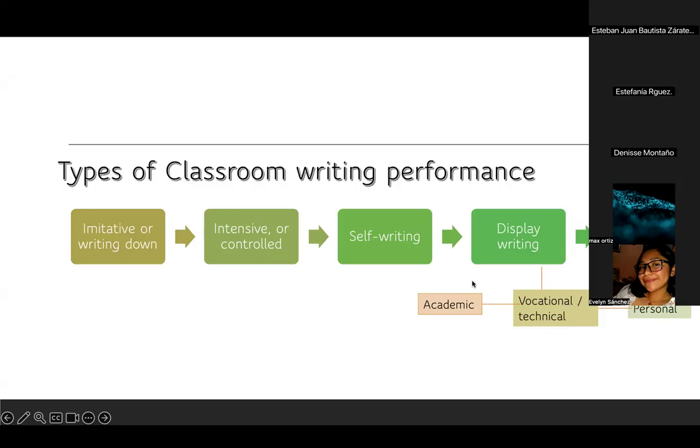Academic display writing is when you are going to be assessed through a probably standardized test or a certification test. And then they ask you to write a text, probably an essay or a letter to the editor, in which you need to describe some aspects. This is the academic part. The vocational or technical display writing can be seen when students write, for instance, a curriculum vitae.